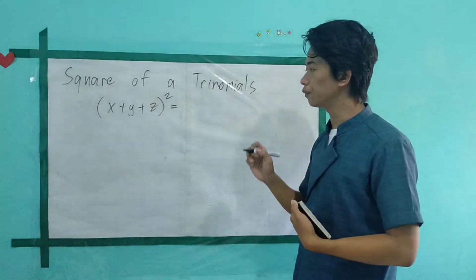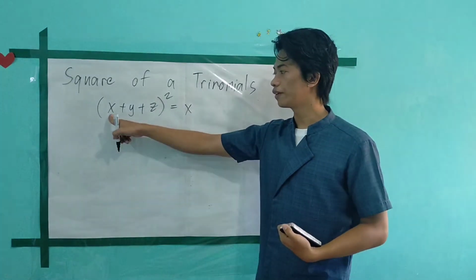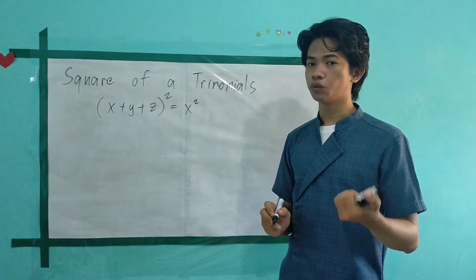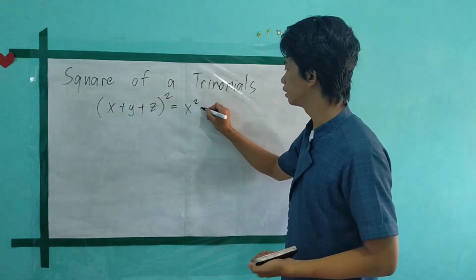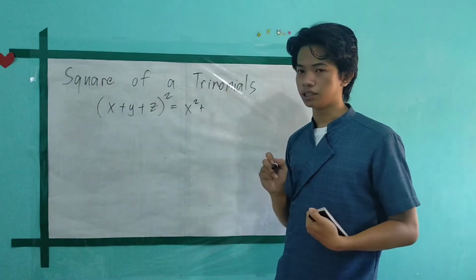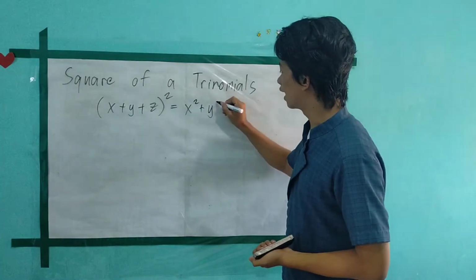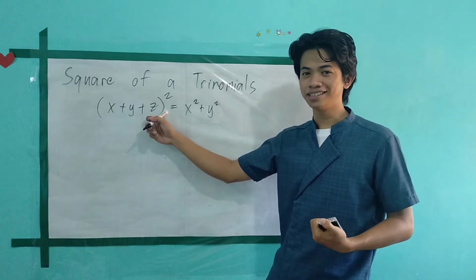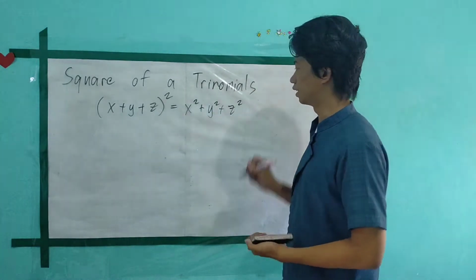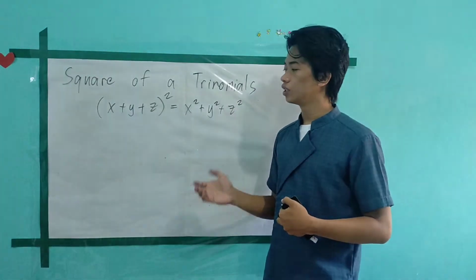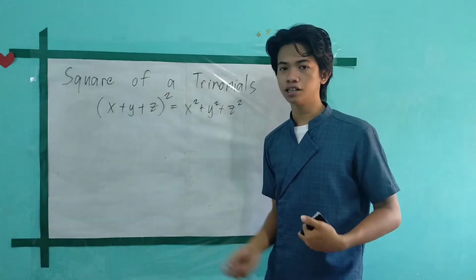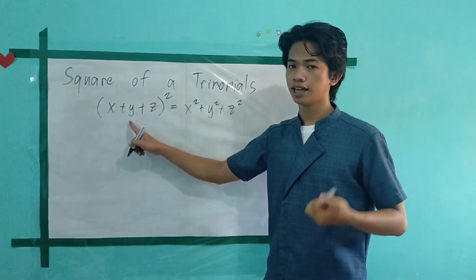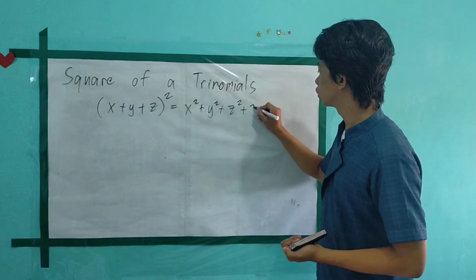First step is to square the first term. Our first term is x, then let's square it. We have x squared. Next, square the second term. Our second term is y. So what is y squared? The answer is y squared. Next, let's square the third term. The third term squared is z squared. For the fourth step, we multiply the first term and the second term, then multiply it again by 2. So x times y, xy, times 2, we have 2xy.